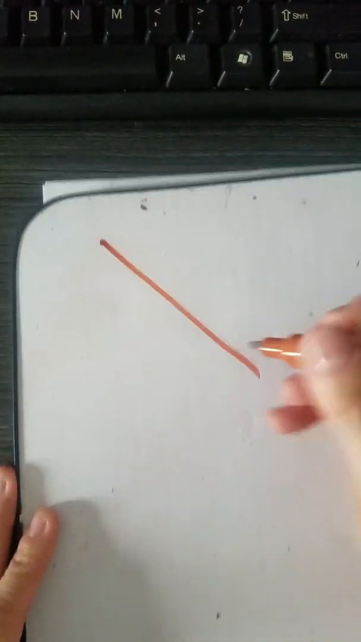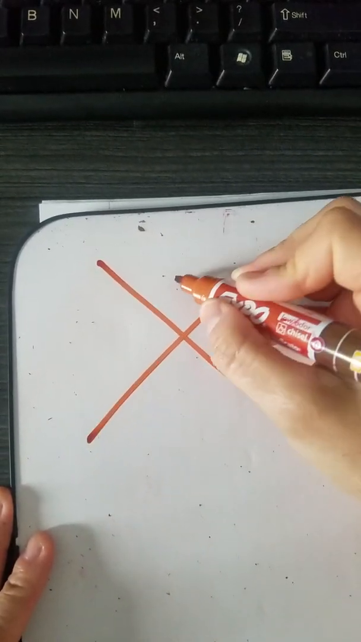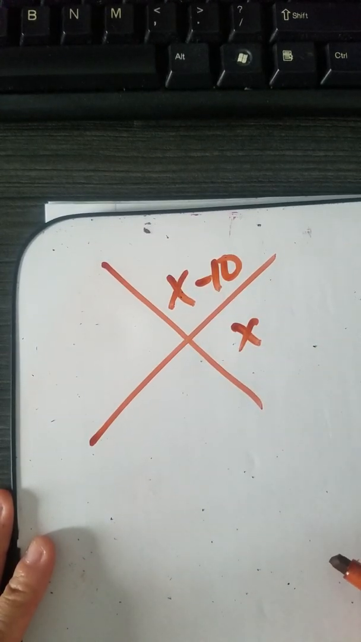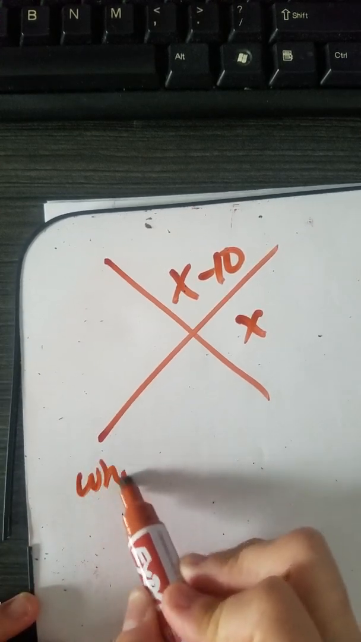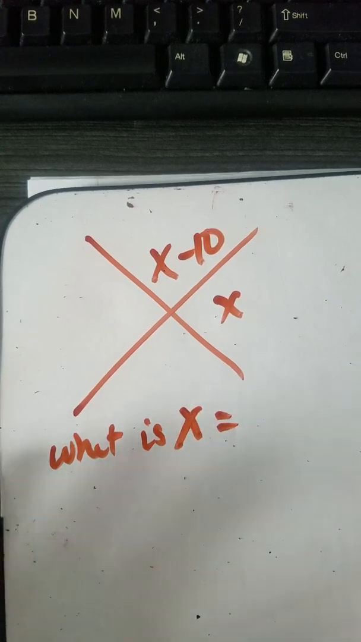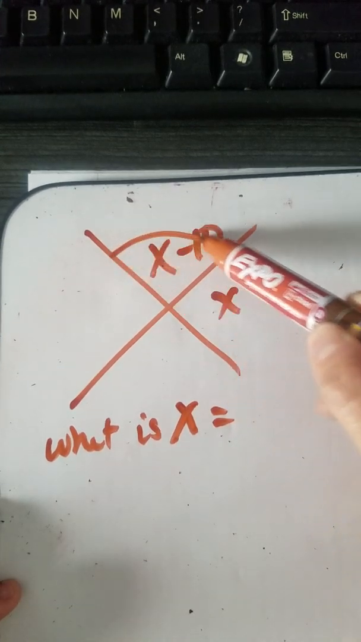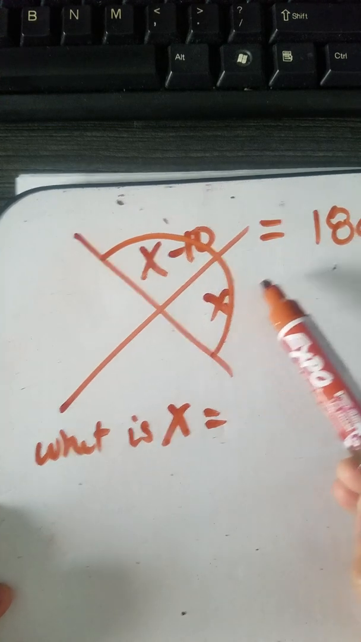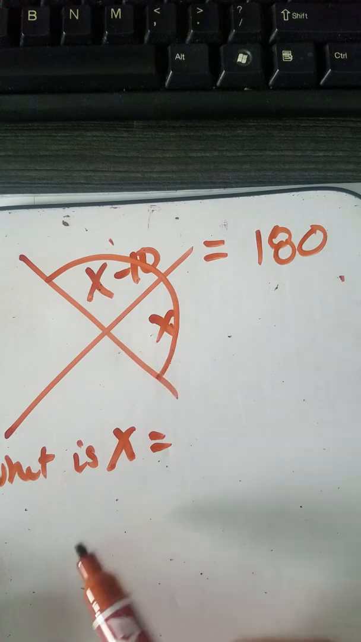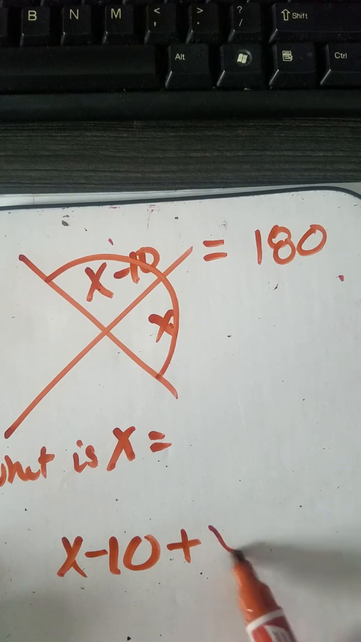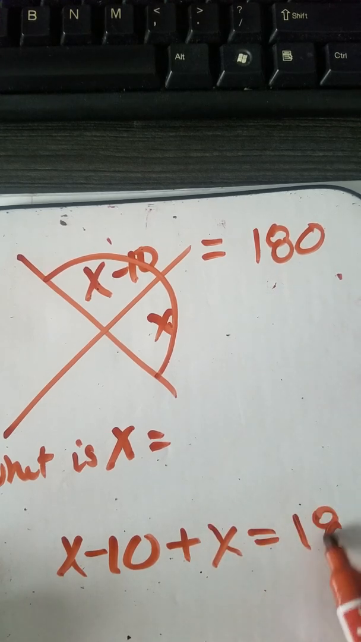All right. Now, again, I'm going to do this one very quickly. Let's say this one is x minus 10, and this one is x, and I say, what is x? The question is, what is x? Well, thought number one is, what do I already know? I already know that this line segment here has to equal 180. So this plus this has to equal 180. Now let's make an equation. X minus 10 plus x has to equal 180.